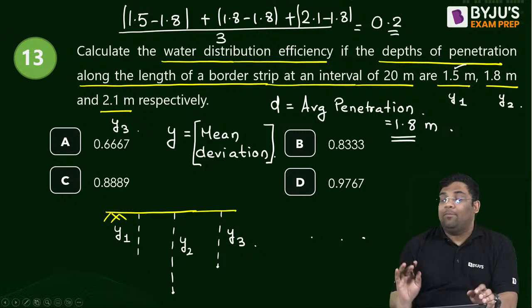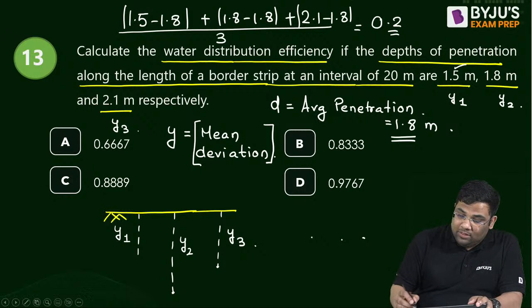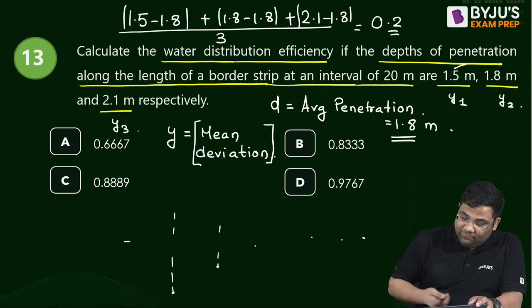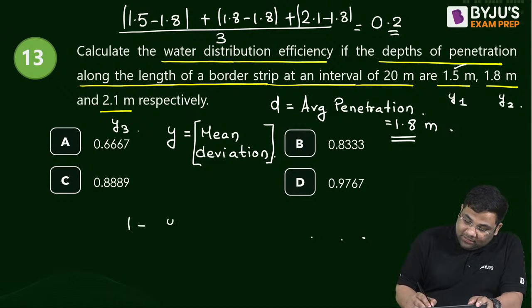We are getting this as 0.2. So very easy. Now this water distribution efficiency will be how much? Straightforward formula, 1 minus Y by D into 100.